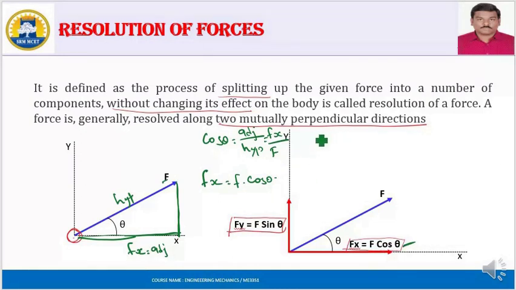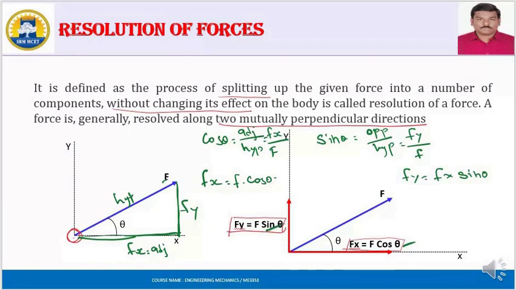Similarly, in the same triangle, sin theta is equal to opposite side by hypotenuse. Here the opposite side is Fy, so Fy divided by the hypotenuse F. So Fy is equal to F sin theta. We derived this formula. So Fx is equal to F cos theta and Fy is equal to F sin theta.